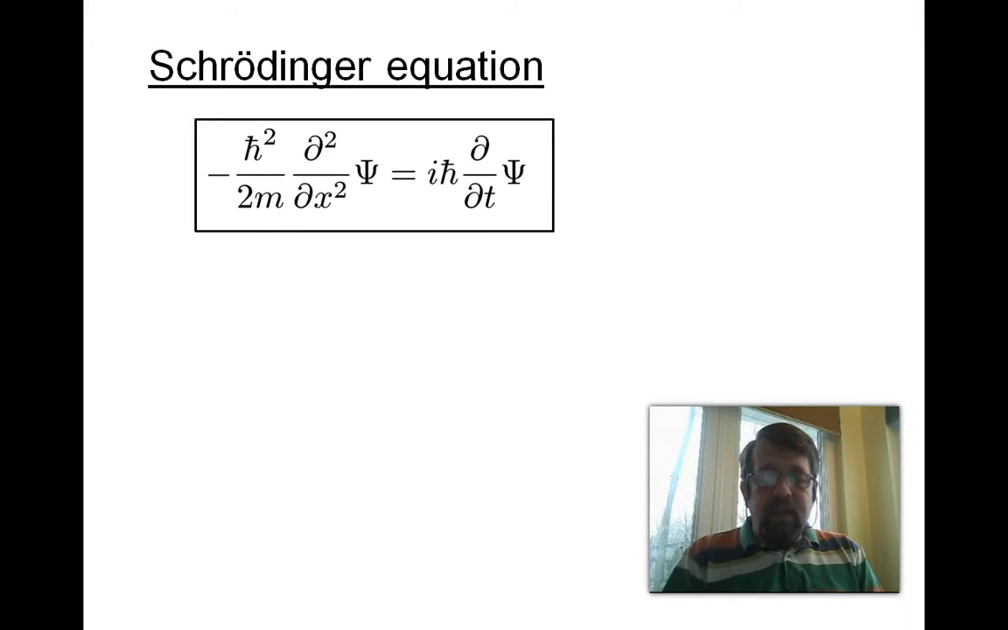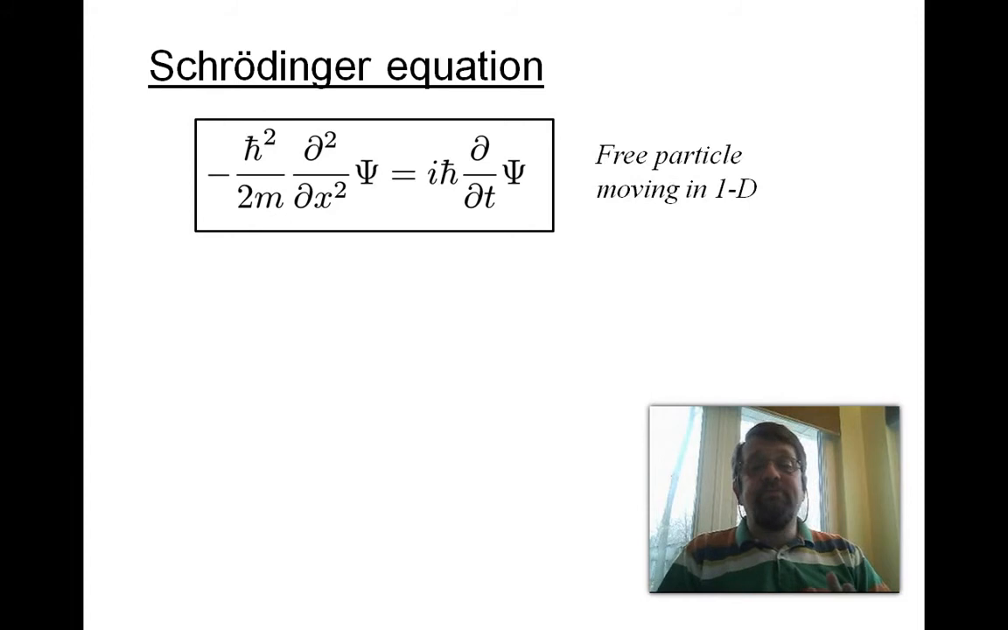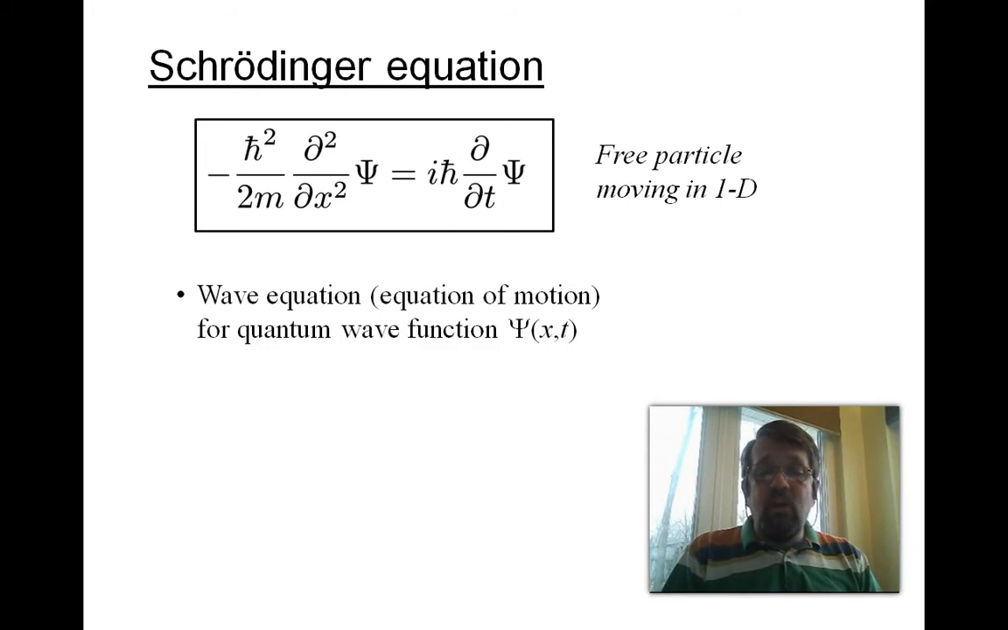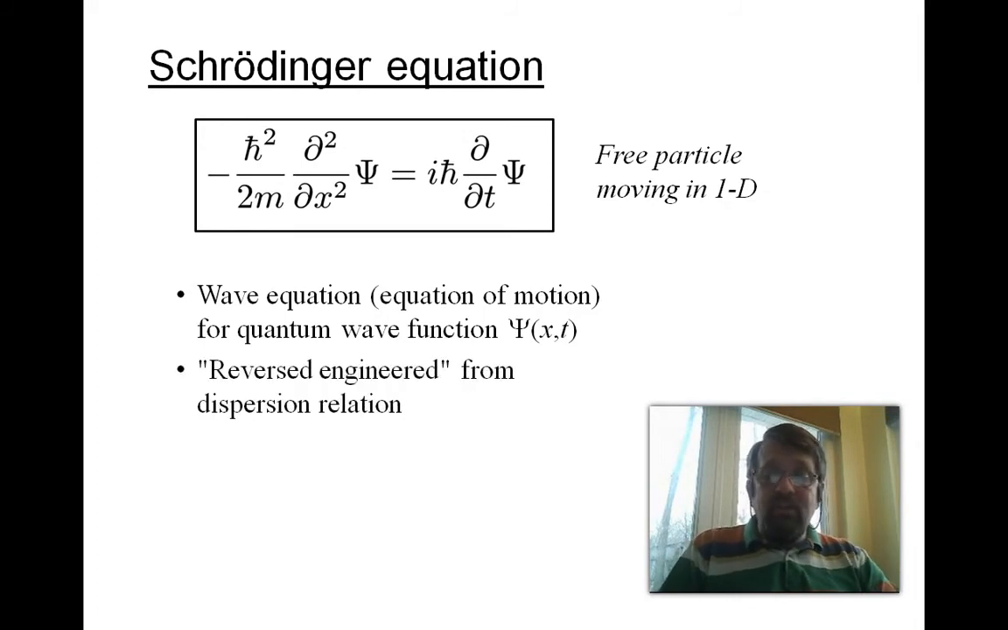Now, this is really important. Let's first of all remember the limitations of this. This is only for a free particle, a particle without any forces acting on it, moving in one dimension. But it tells us quite a lot. It is, in fact, the wave equation, the equation of motion for the quantum wave function. And we notice that we reverse engineered this from the dispersion relation, the relation between momentum and energy.